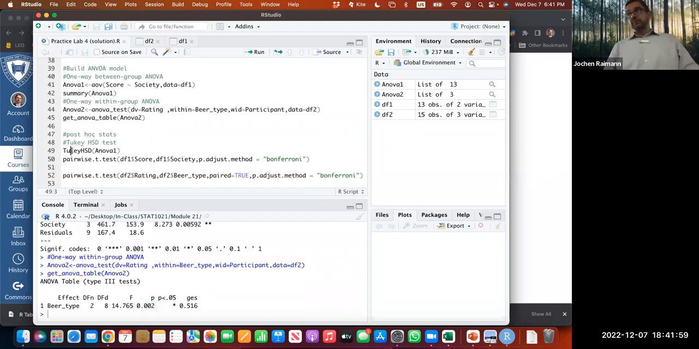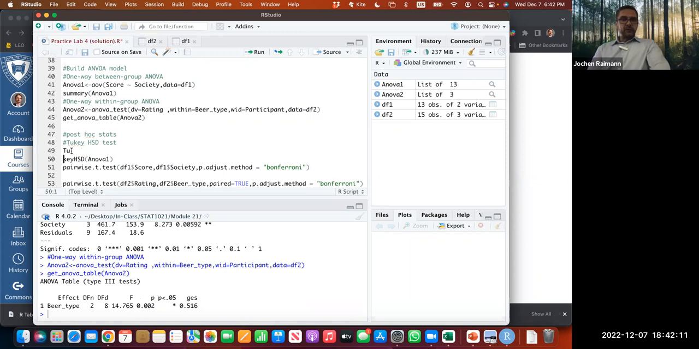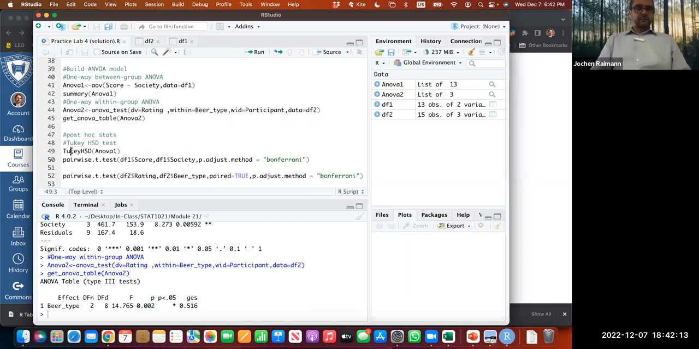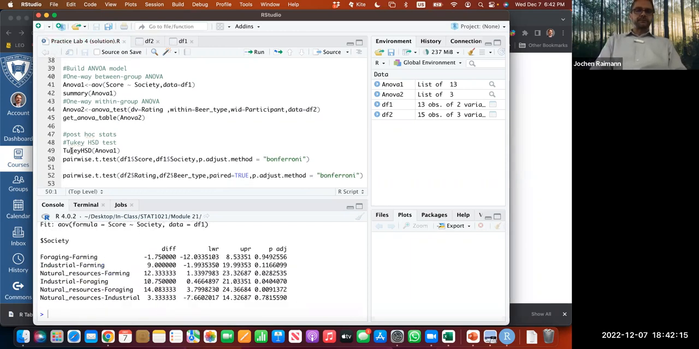Then we talked about the post hoc testing. We talked about the Tukey honest significant difference test. That's the Tukey HSD. If you run a Tukey for ANOVA 1, excuse me, yes, I just ran line 49.